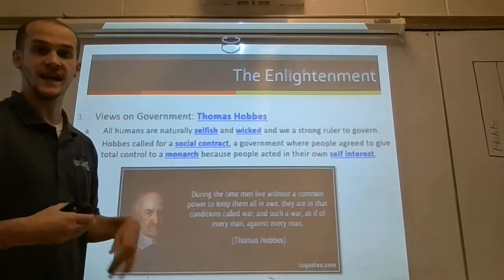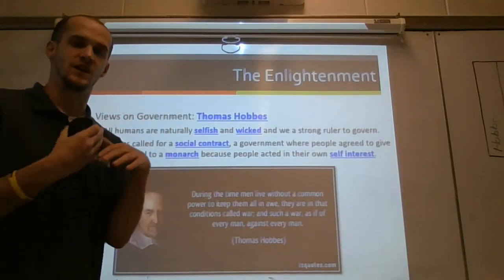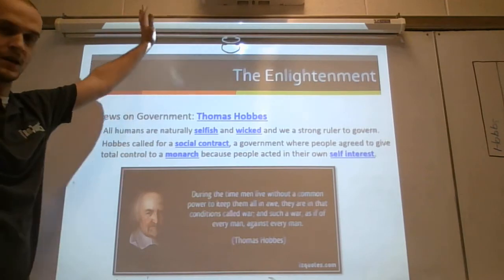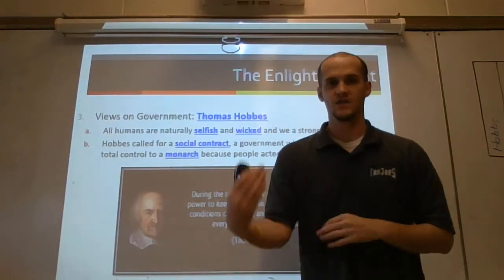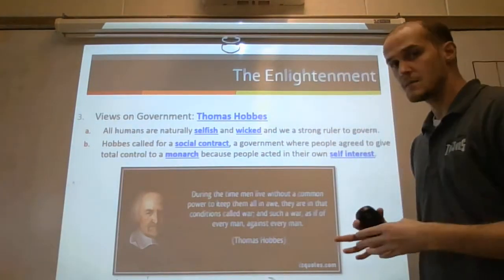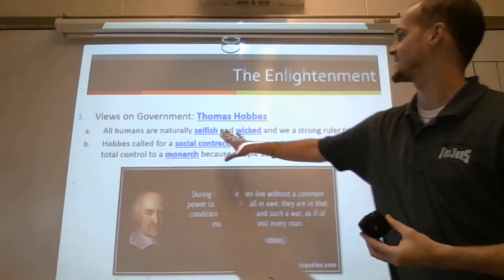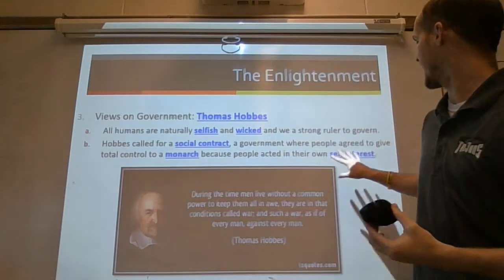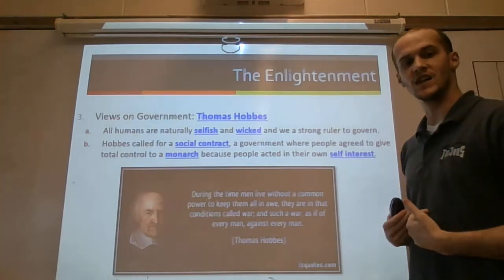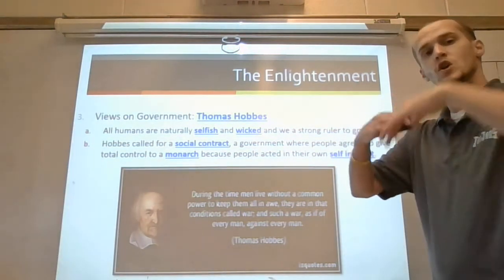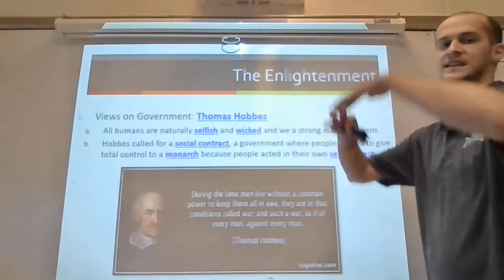Hobbes believed in a social contract. This is where people would give the government total control. Total control to say, this is how the government's going to run, this is what we're going to do. Because if not, people would act only in their self-interest. And that's that selfishness and that wickedness. And all that would be done was what benefits the individual as opposed to what benefits the whole society, when it benefits the entire country, the entire group.